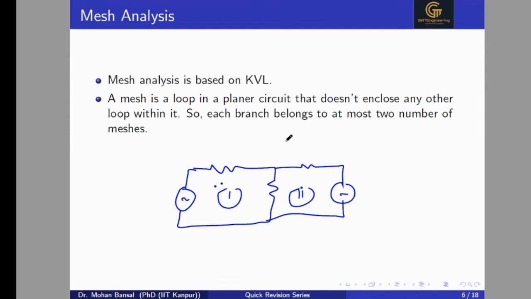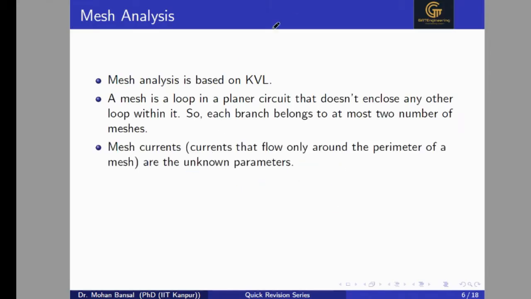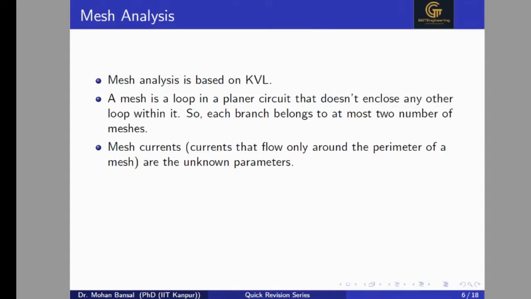Each branch belongs to at most two meshes. So here we have one branch that consists of only one mesh, and this branch consists of two meshes. And another thing is that mesh currents are the unknown parameters that we will have to find using mesh analysis.